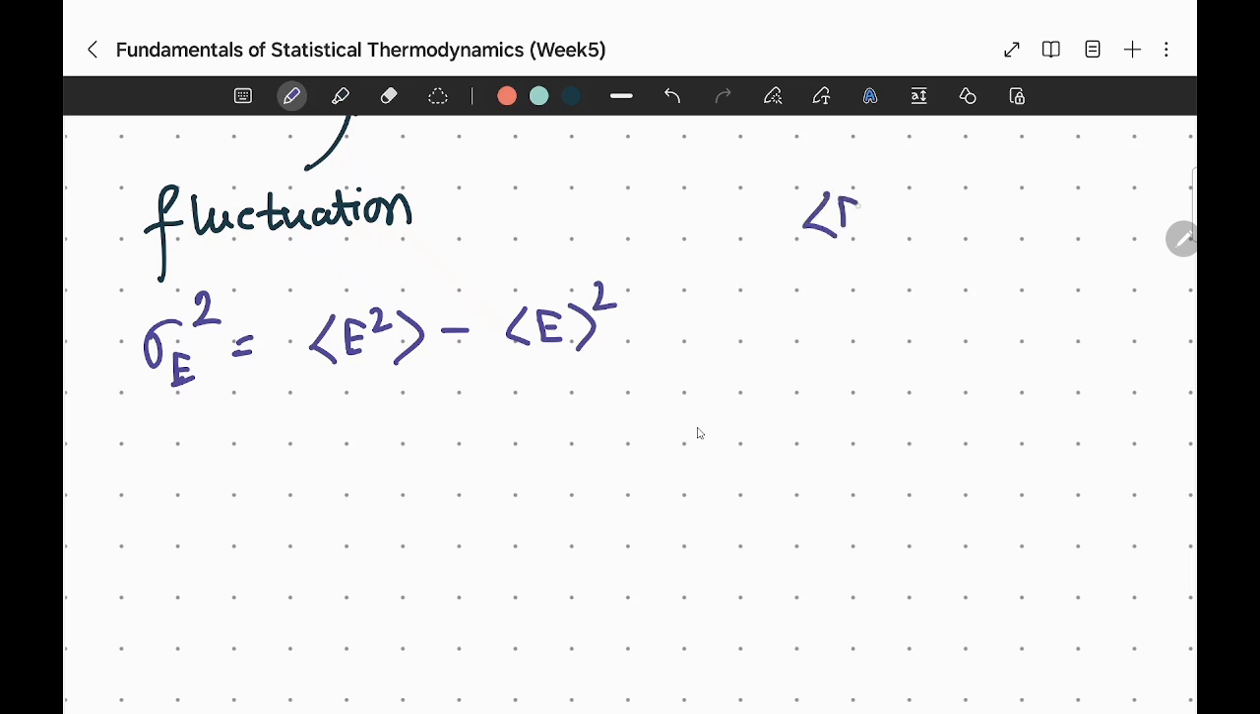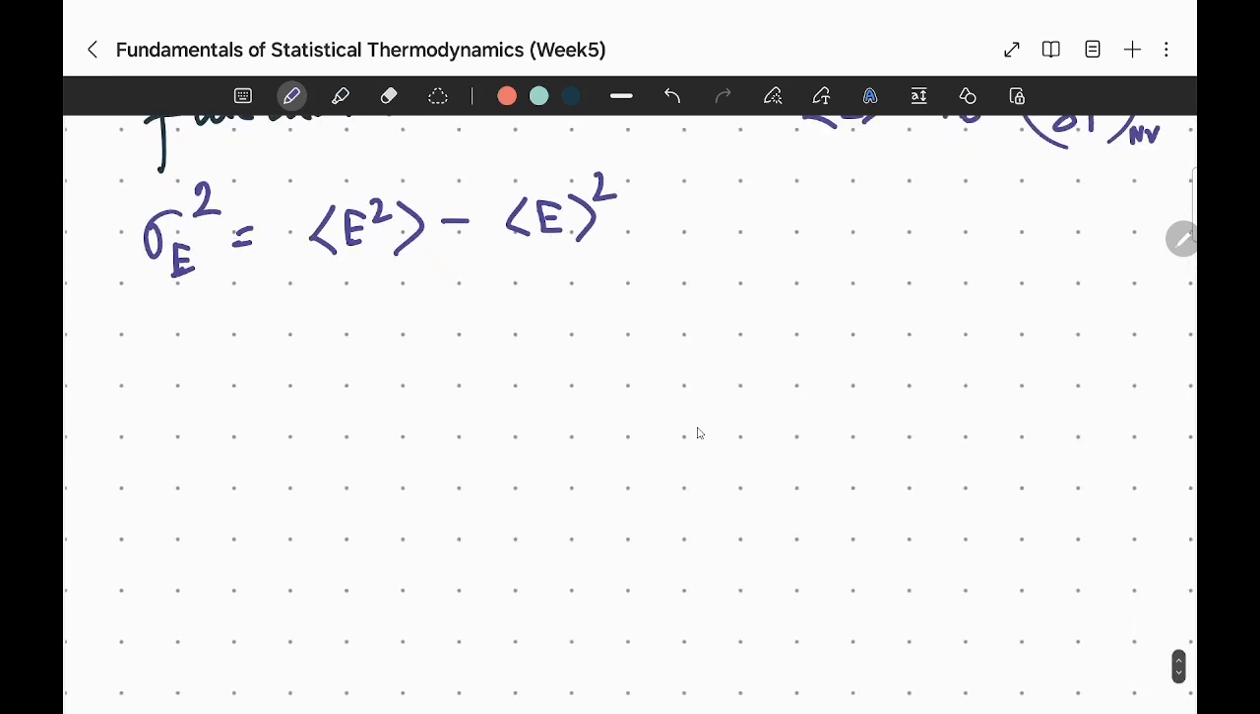E average we have already calculated. What was the value of E average? It is in general summation EJ PJ, for the canonical ensemble family we are doing now. This is our E average. Here we first have to calculate the E square average. Then we just have to subtract that.